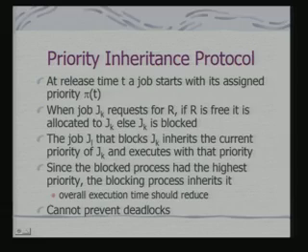When can deadlock happen? When processes are looking for multiple resources. Okay? If process or task T1 has resource R1 and is looking for resource R2, and the process or task T2 has resource R2 and is looking for R1, there would be a deadlock. Even priority inheritance cannot eliminate the deadlock situation.